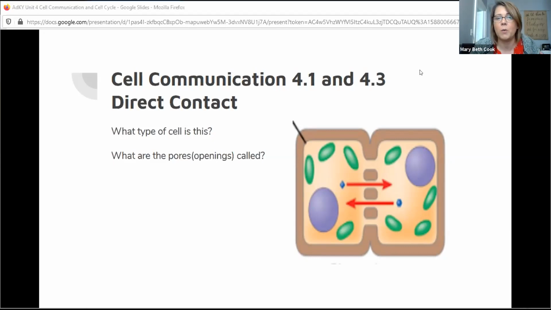As far as cell communication goes, there's three main ways that cell communication can occur. And this first picture is showing you direct contact. These two cells are touching directly, and you can still see with the arrows that they are sharing information.